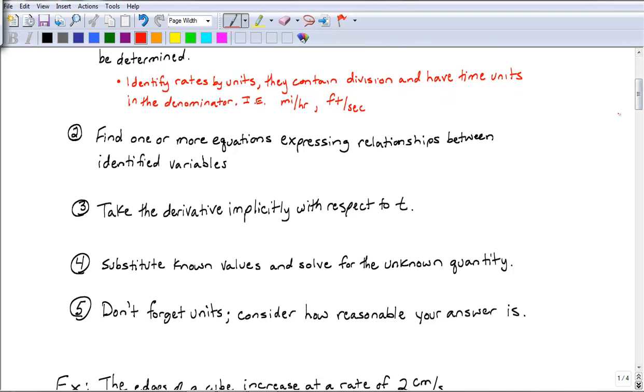And don't forget your units. And you can figure out the units by looking at what your answer says. The units on the top will be the top units. The time units will go on the bottom.